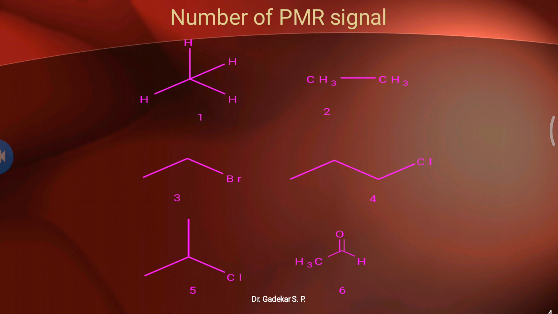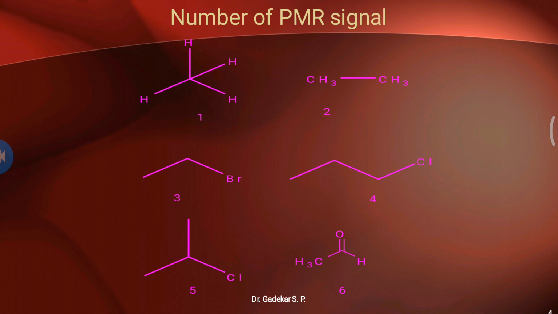Similarly, second example, the ethane molecule. The ethane molecule consists of 6 protons and these 6 protons are chemically equivalent, CH3 and CH3. So they absorb the same energy, same magnetic field, same radio frequency, and give only one signal.